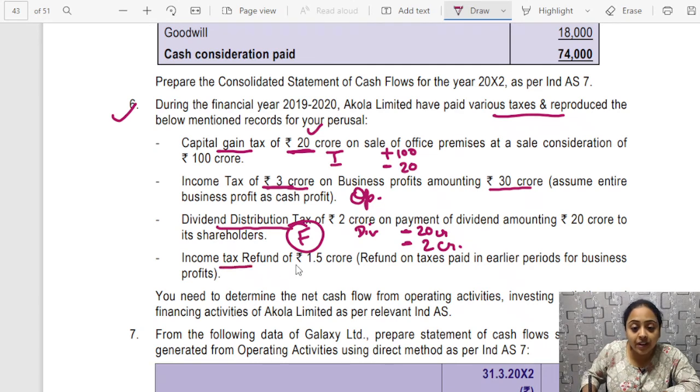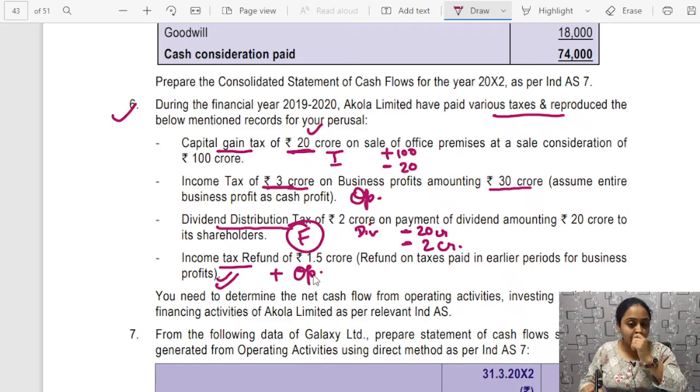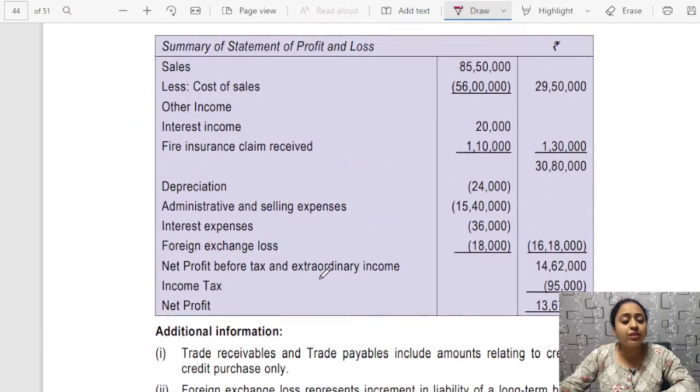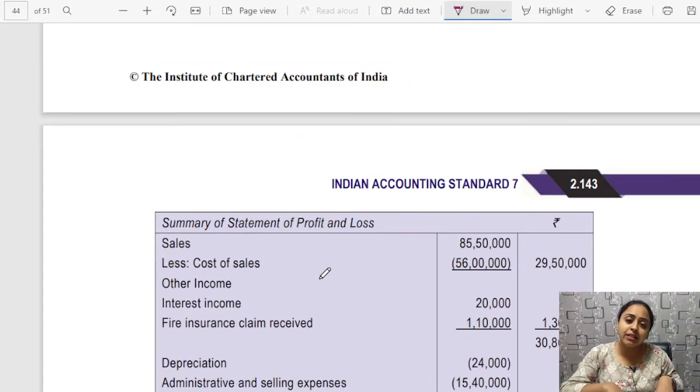Income tax refund of rupees 1.5 crore, refund of taxes paid earlier periods for business profits. This is entirely your addition to operating activity. Okay, addition to operating activity. Last, again, 7th one is practical question. Please try it on your own. The concept remains same. There are 2 methods. Go through it, practice on your own. Okay, in case of doubt, please ask me.